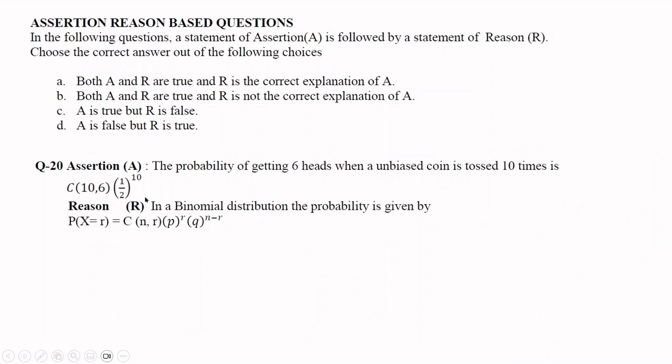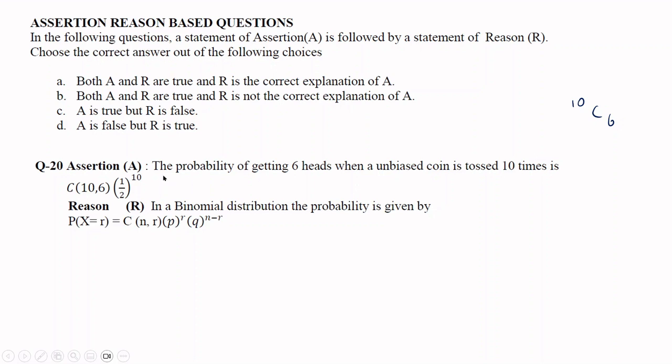Moving on to the next question. The probability of getting 6 heads when an unbiased coin is tossed 10 times is C 10, 6 into 1 by 10 the whole raised to 10. Reason: in a binomial distribution, the probability is given by probability of x equal to r equals C n r p raised to r q raised to n minus r. C 10, 6 is nothing but 10 C6. So this is also a notation to write this combination.